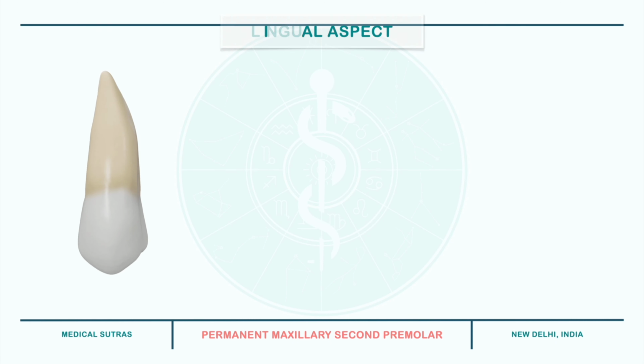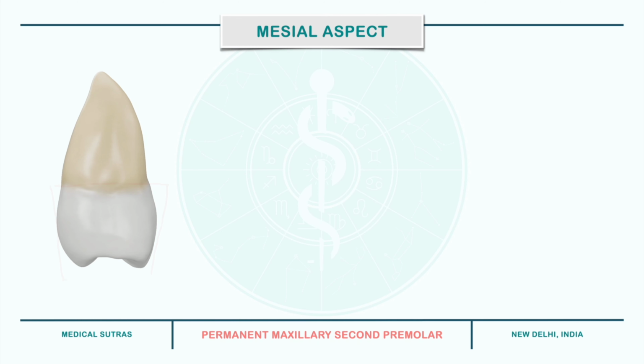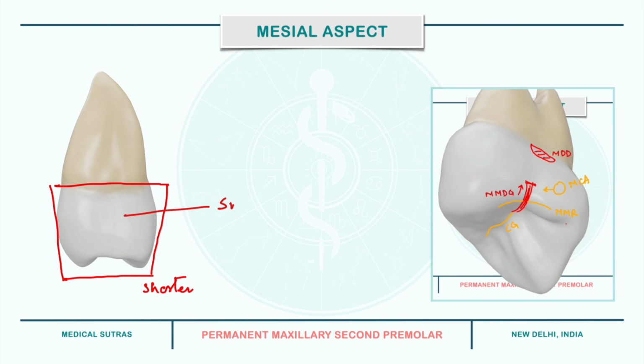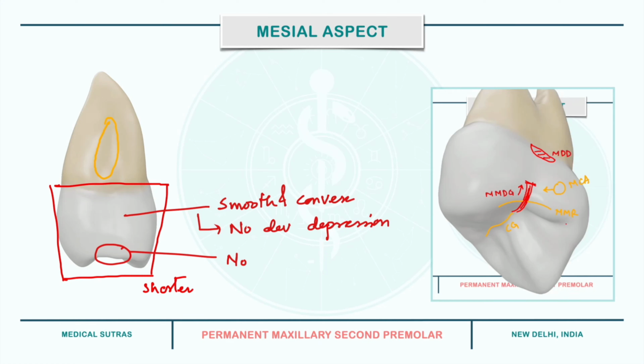Now coming to the mesial aspect of the tooth. The crown is trapezoidal in shape with the shorter of uneven sides towards the cusp tip. Compared to maxillary first premolar, the mesial surface is smooth and convex, and there is no developmental depression as seen in maxillary first premolar, although a shallow developmental groove can be seen on the root surface. Also, there is no developmental groove crossing the mesial marginal ridge.